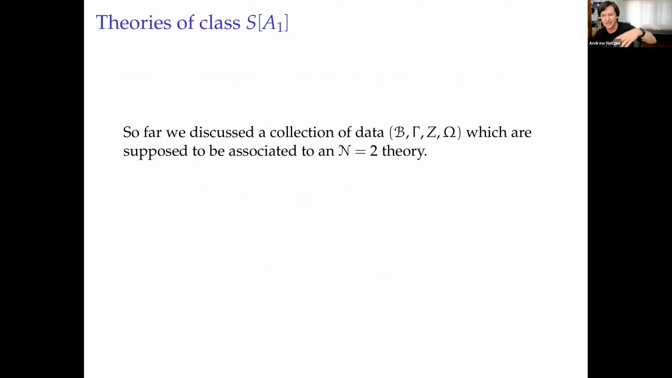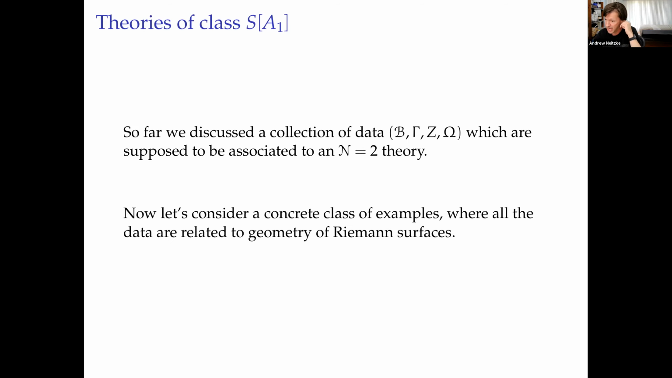So far I just told you some kind of axiomatics. I told you a bunch of data. I told you there's something called an N=2 theory, and if you have that N=2 theory, you get a bunch of data. I kind of listed out the data. Now I want to make this more concrete, so I want to tell you what all these data are in some specific class of examples. And the class of examples I'll tell you about is the so-called theories of class S of type A1. And in that case, all the data are related to the geometry of Riemann surfaces.